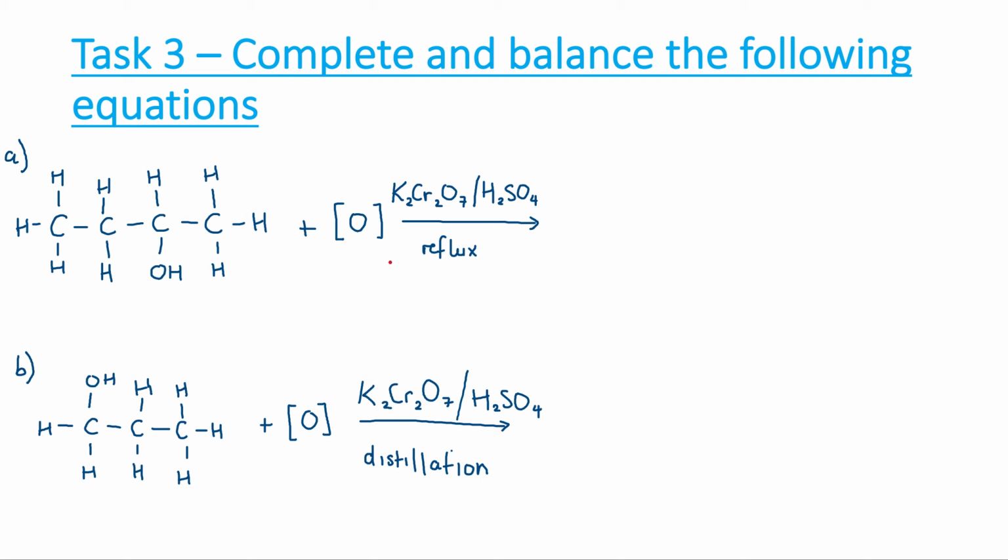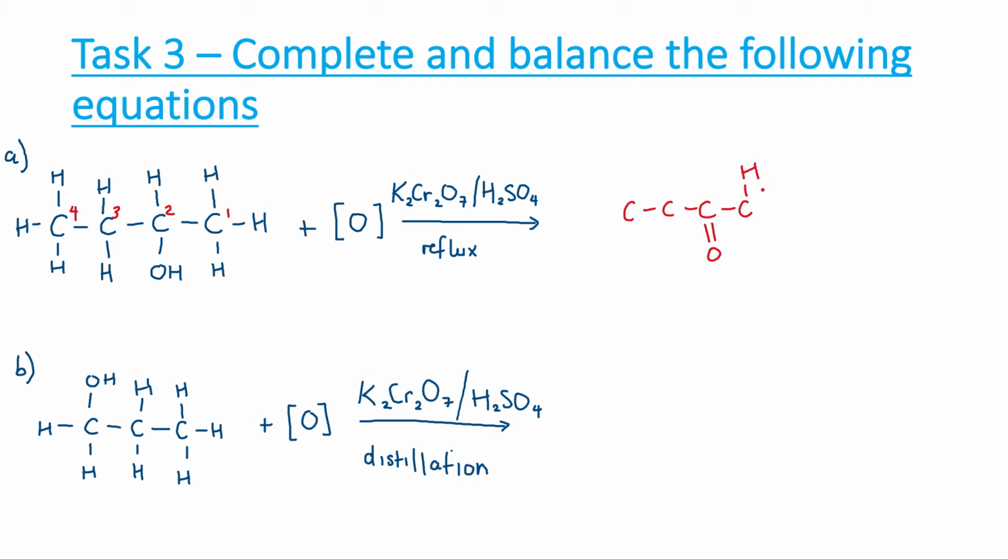It's got an oxidizing agent present and it's undergoing reflux. So for a secondary alcohol, if we do the oxidation under reflux, it will form a ketone. The ketone that this will form looks like this. Remember, the alcohol was on carbon number 2. So if I start numbering from here, it was on carbon number 2. That means your ketone functional group must also be on carbon number 2, like so.